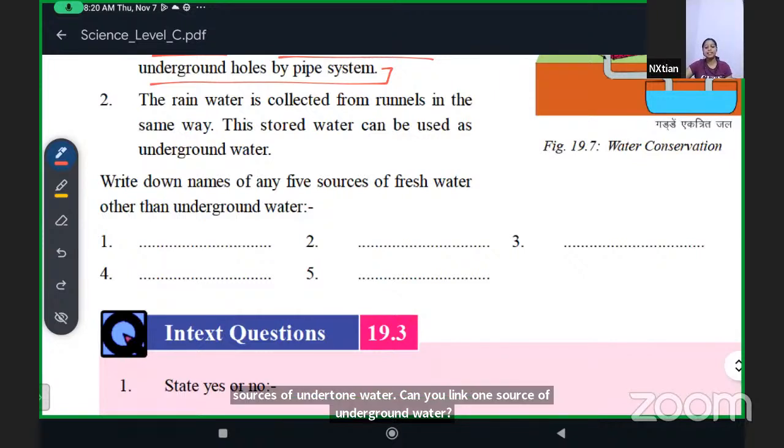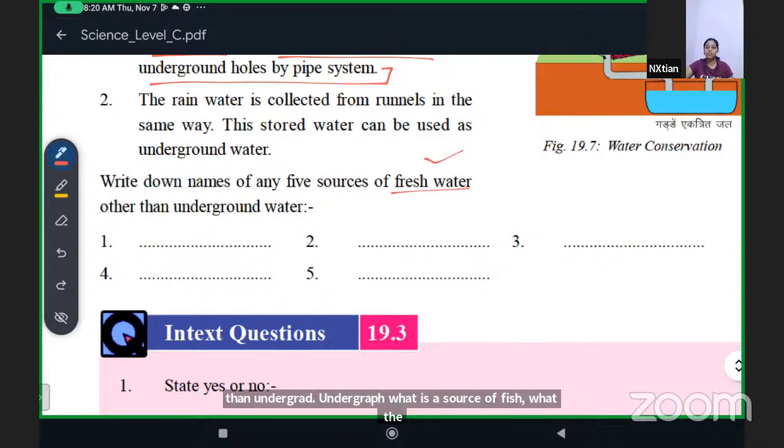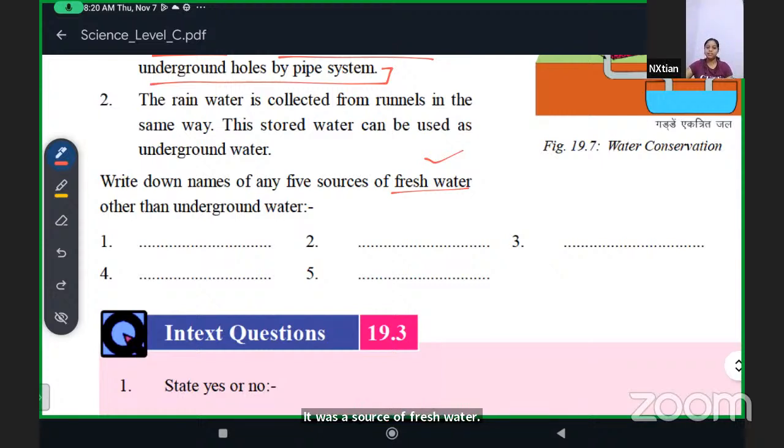Fresh water other than underground. Underground water is a source of fresh water, from where we can get water that we can make fit for drinking. Can you all give me one source of fresh water? Think of it. A river. A river is a source of fresh water. Yes, that's right. A river, good. Sunil, can you think of it?